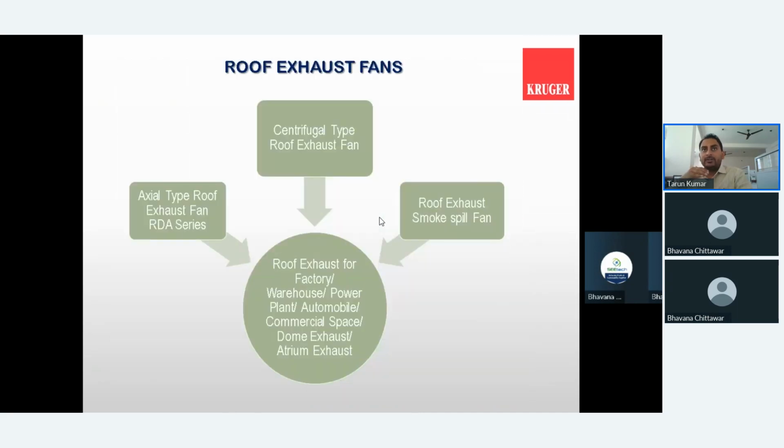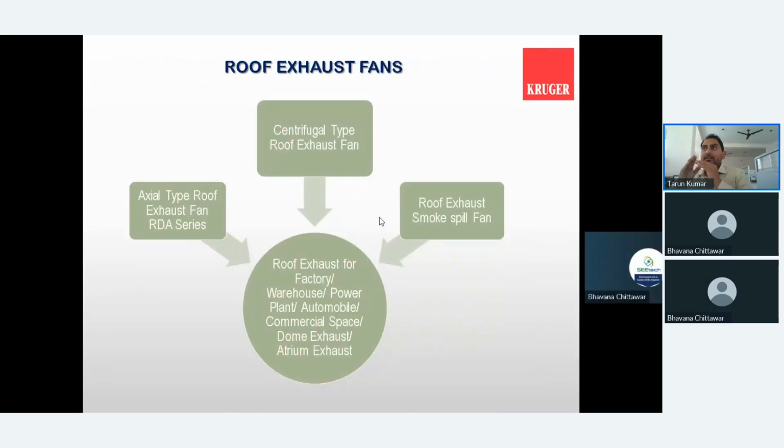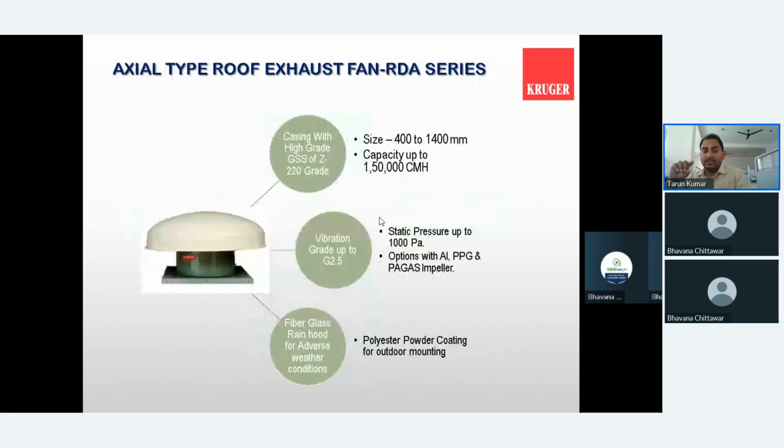Then further, for factory ventilation, the roof extractor fan. The roof extractor fan has different features, with an axial fan as well as a centrifugal fan. Here you can see the axial fan, which can cater 1,50,000 cmh. In factory ventilation the static pressure is very low, so we can proceed with the XL kind of setup for the roof extractor fan.